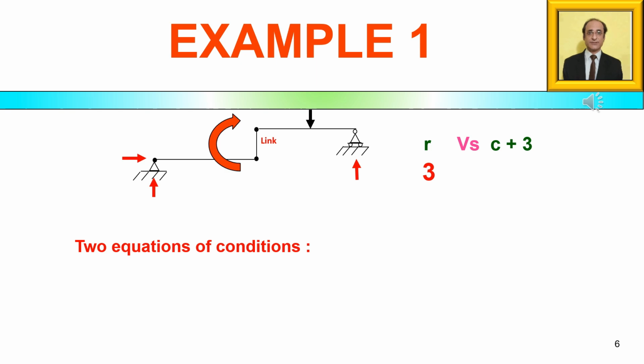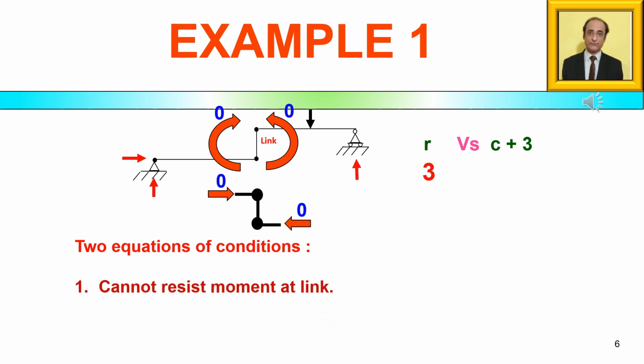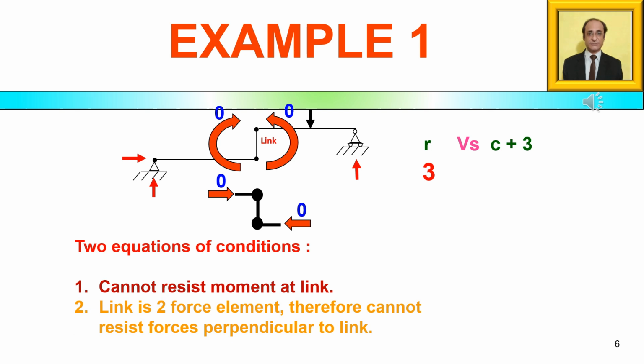One, this connection cannot transmit any bending moment from one part to other. Secondly, the link is a two-force element, therefore it cannot resist any force perpendicular to the link. Hence, there cannot be any transfer of axial force from one part of the structure to the other. So the C comes out to be 2 here.